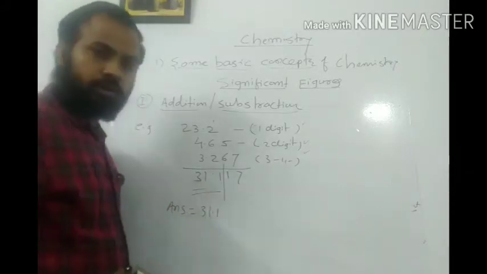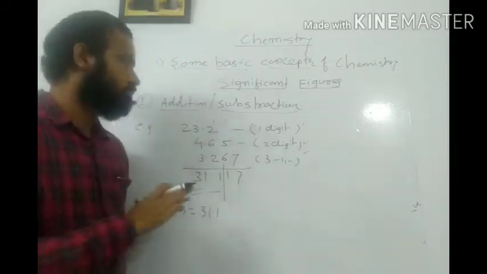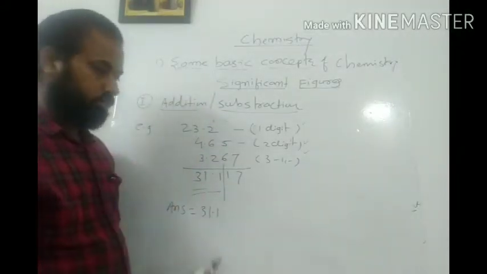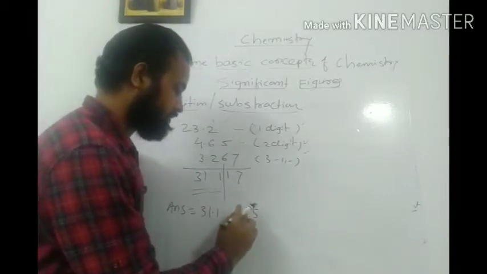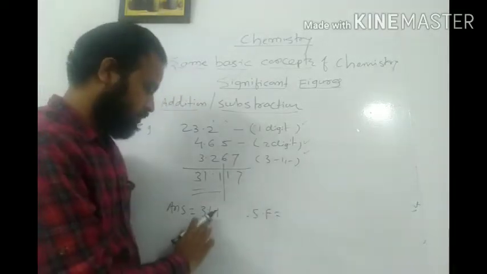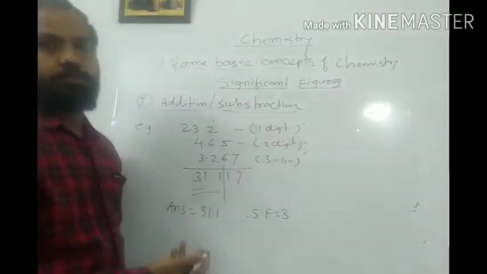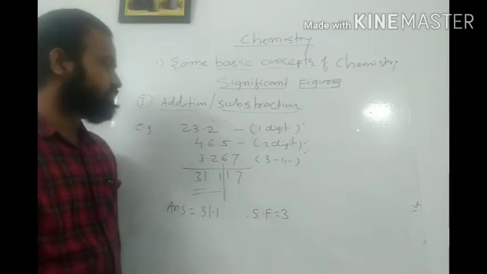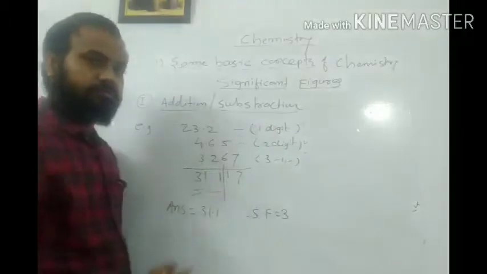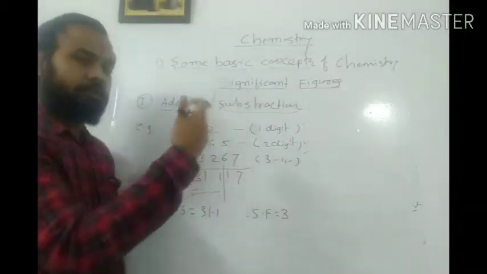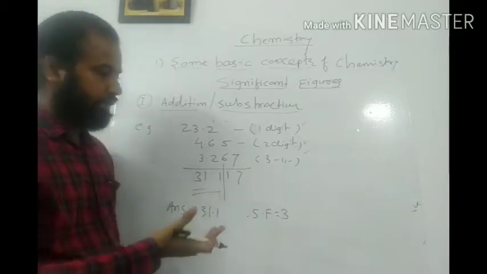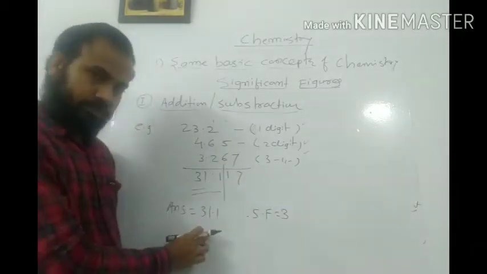31.1. Okay, and I know that as per the rule of significant figures, if all digits are non-zero, then I can write the significant figures. Therefore significant figures equal to 1, 2 and 3. So this is what you have to calculate. You have to add these figures as usual and consider this criteria: after the decimal point how many digits are there, and you have to select the minimum digits after the decimal point and mark here, and that will be your answer.